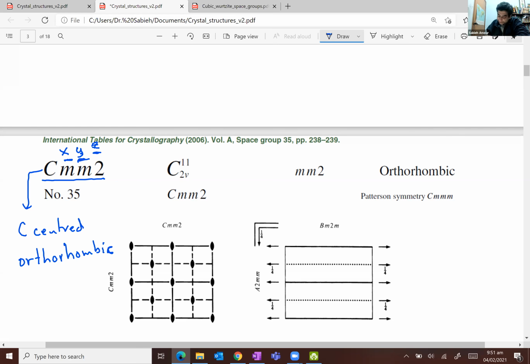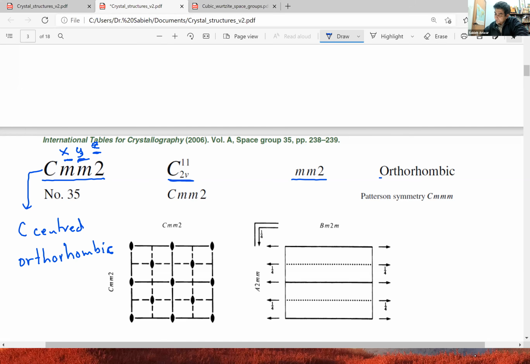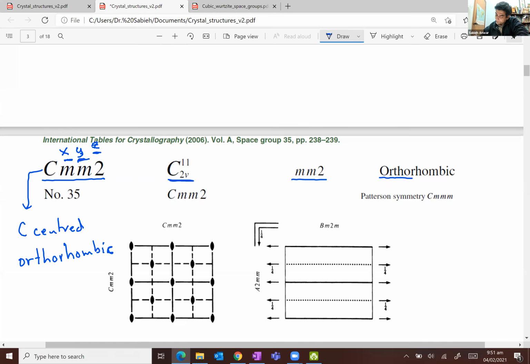C2V number 11 is the Schoenflies notation of this space group. MM2 is the point group of this space group, and I'll explain what the point group of a space group means. This belongs to the orthorhombic crystal system. Now, all the space groups are also numbered from 1 to 230 for easy reference. So, this space group is number 35.